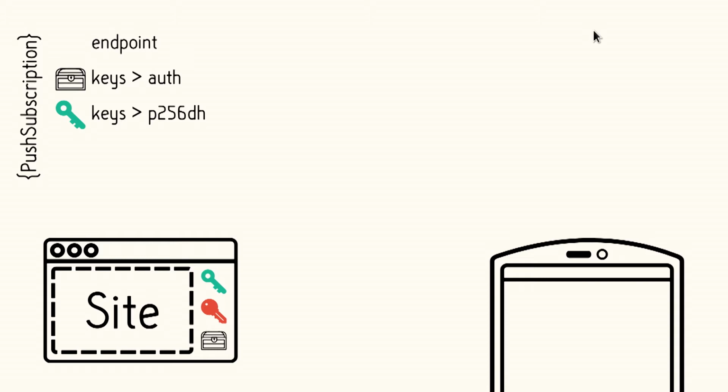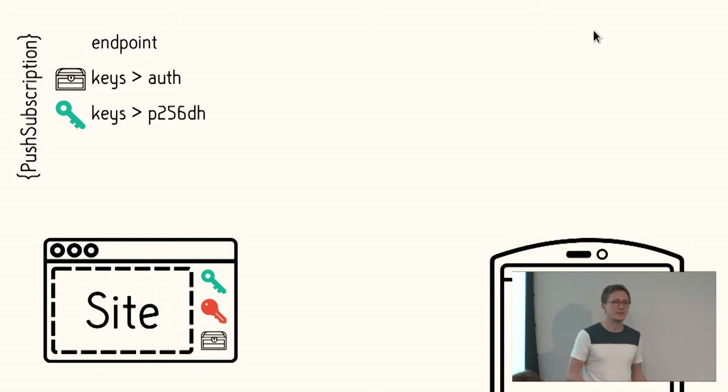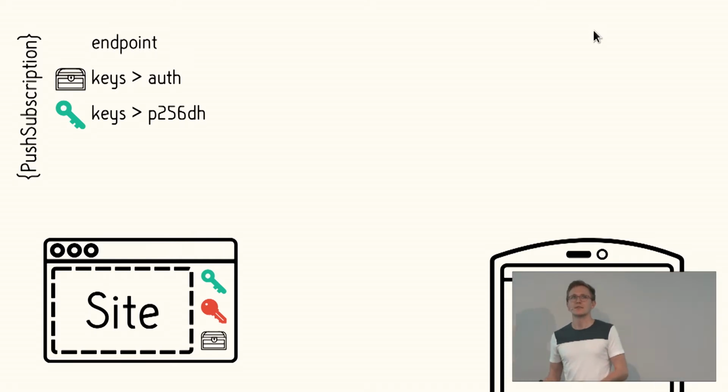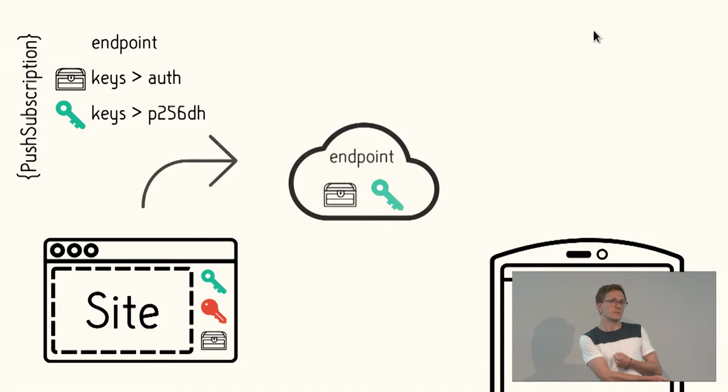You can do what you want with it, but the browser hides the private key. You will never see it. So when you want to trigger a push, we send all the bits of information to our backend. So we've got all this information: the endpoint, the auth, and this P256DH.